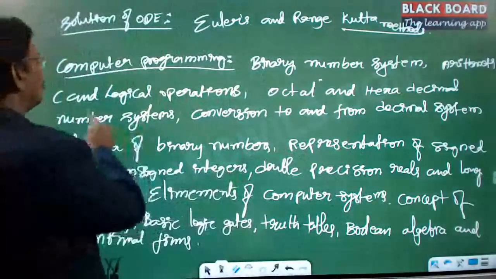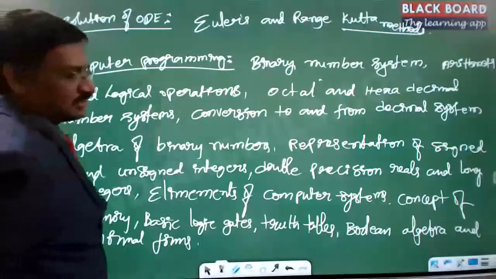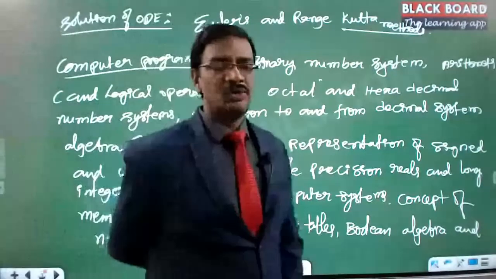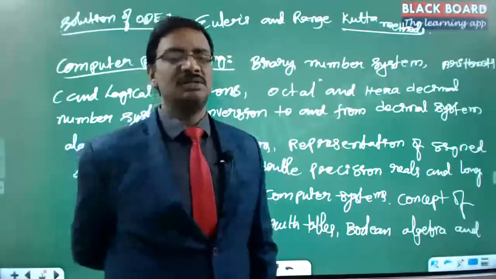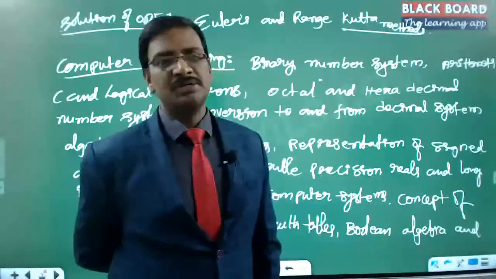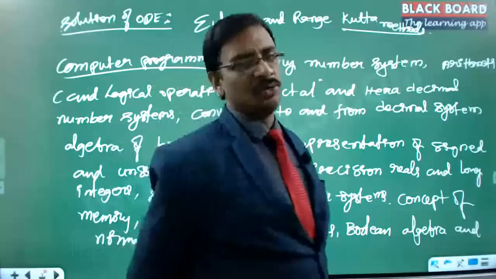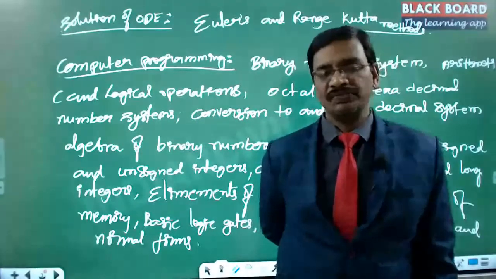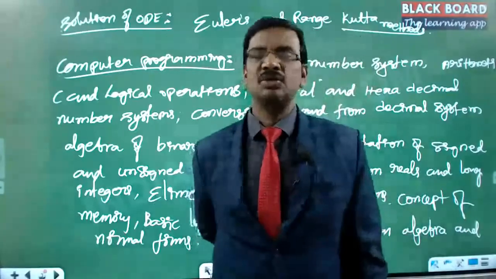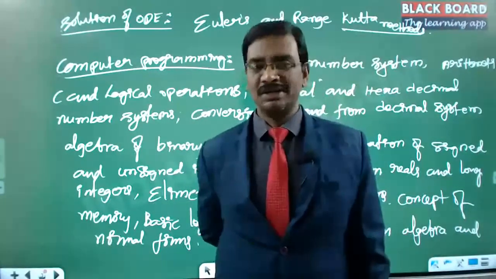And then logical operations and arithmetic operations. Whenever we want to do some kind of programming, we always do only two different kinds of things: either logical operations or arithmetic operations. Arithmetic operations mean addition, subtraction, multiplication, division and so on. Logical operations mean decisions.